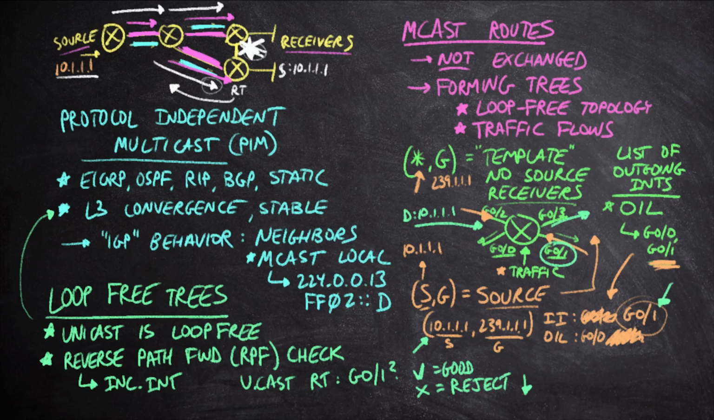So the RPF check is a big part of our multicast world. We need to understand that that is going to cause us to drop packets, and if there's ever a problem with RPF checks dropping our packets, then there might be a problem with our unicast topology, because again, we are making some assumptions, especially around having a converged and stable layer 3 environment.